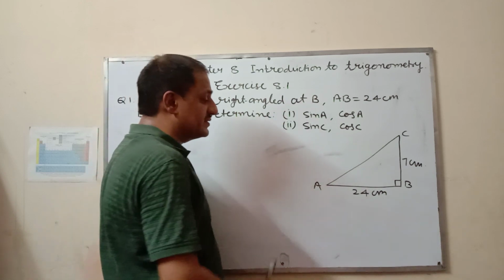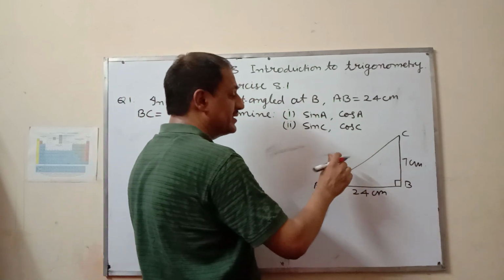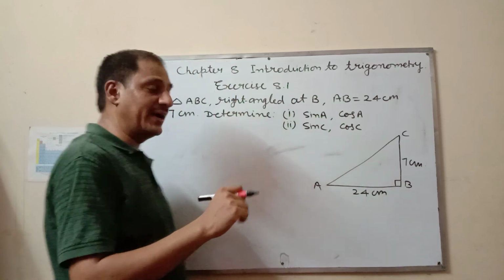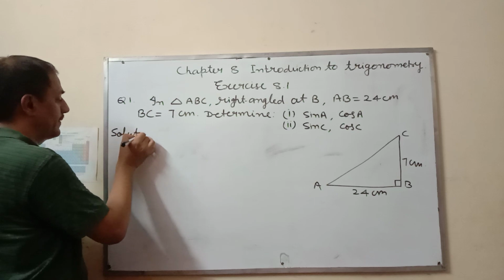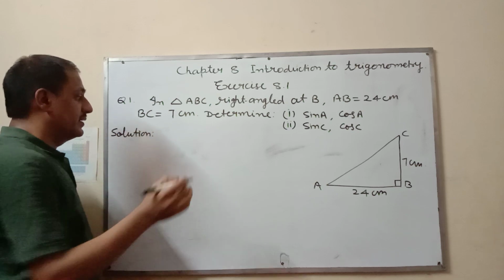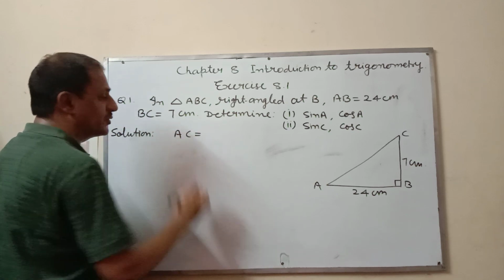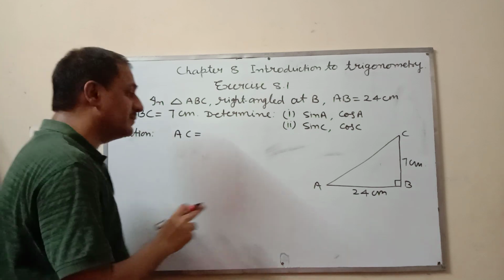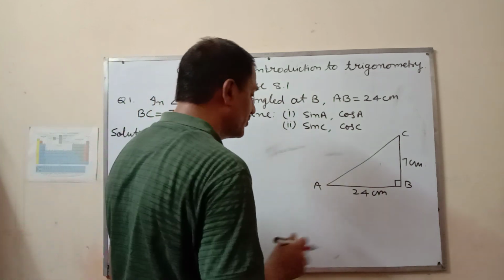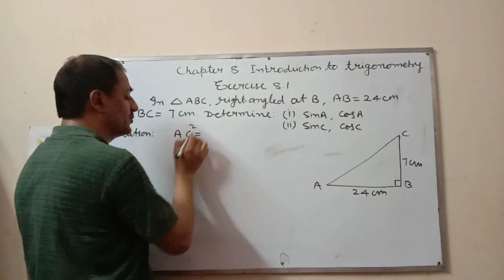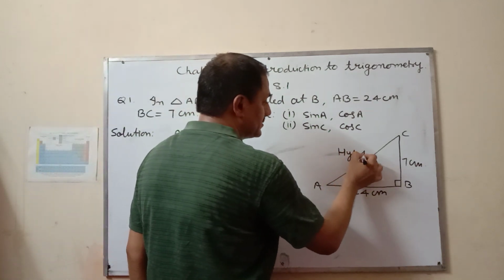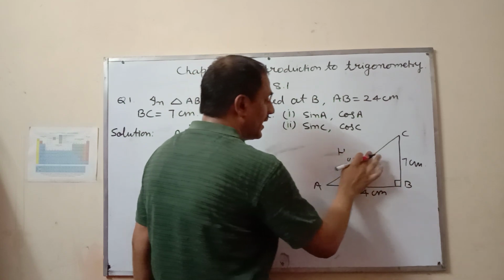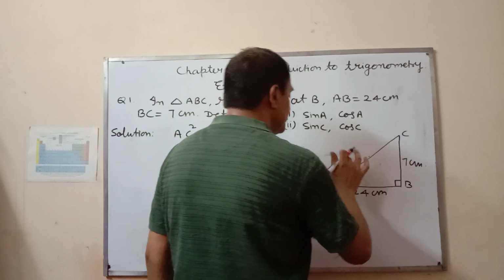Here the lengths of sides AB and BC are given, but the length of AC is not given. First I am going to find the length of AC. I am going to find the length of AC by using the Pythagoras theorem. You know the Pythagoras theorem? AC square is equal to, this is the hypotenuse.